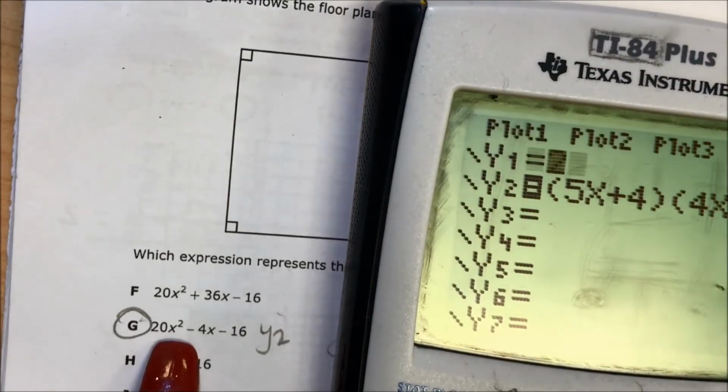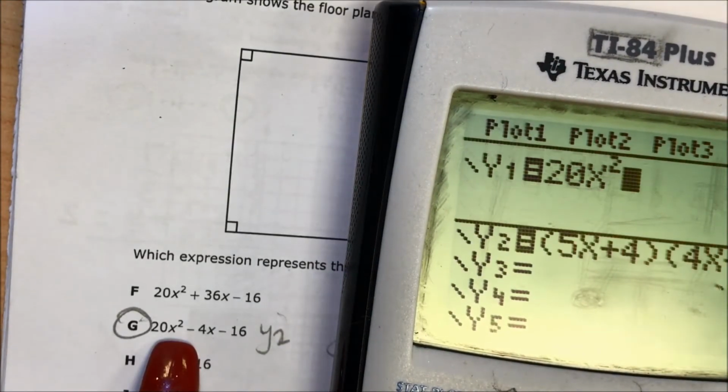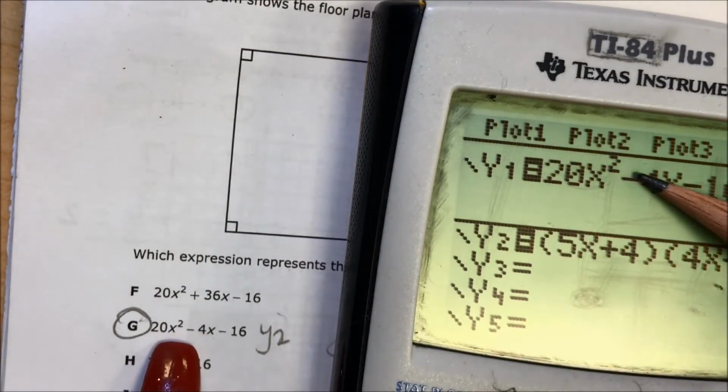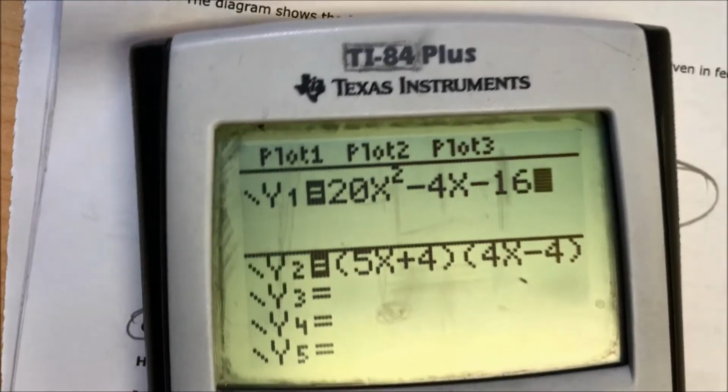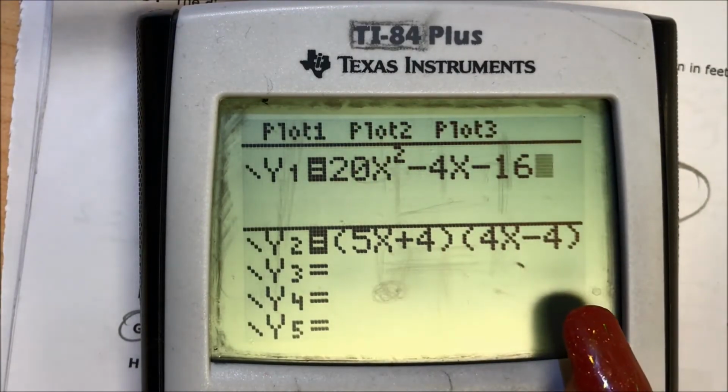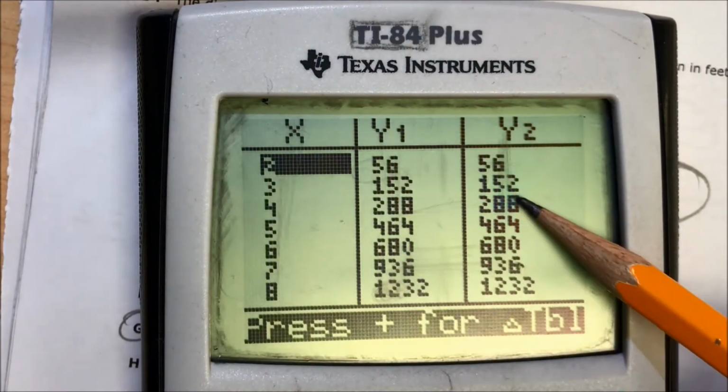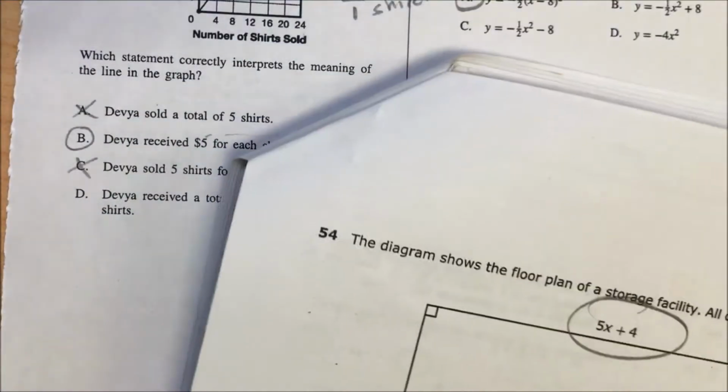So 20x squared minus 4x minus 16. You notice I'm not putting a negative here, I'm putting minus. Be careful with that. That's a minus sign. Now go to the table, and I see that y1 and y2 what? They match. So G is the answer.